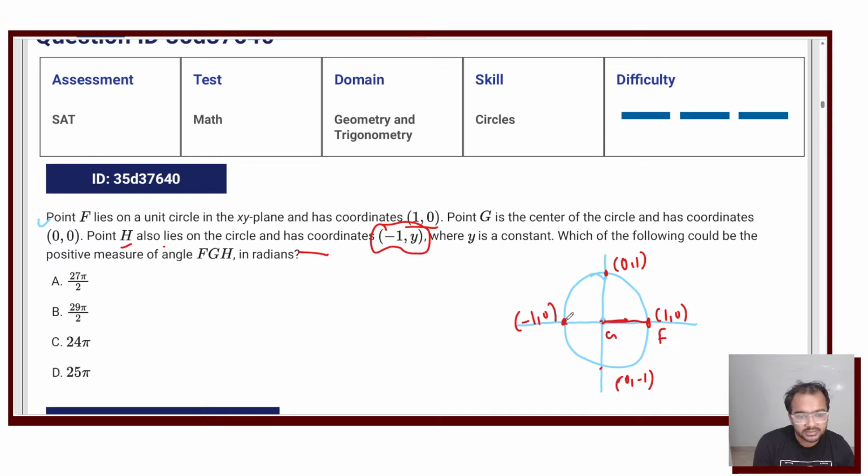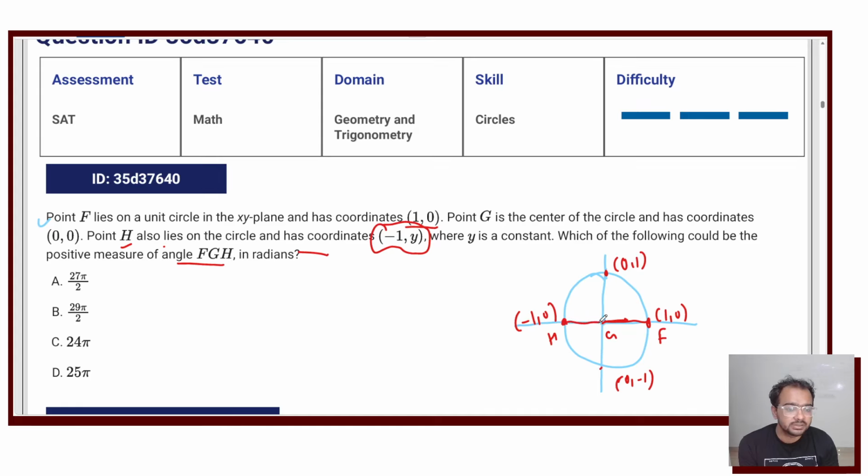You can see that there is no other possible coordinate having x negative 1. If you move a little above, you won't be on the circle. If you move a little below, you won't be on the circle. So it has to be this point only. The H point will be negative 1, 0. So they have just given this y variable just to confuse you. Okay, so we have marked all the given information. Which of the following could be the positive measure of angle FGH?